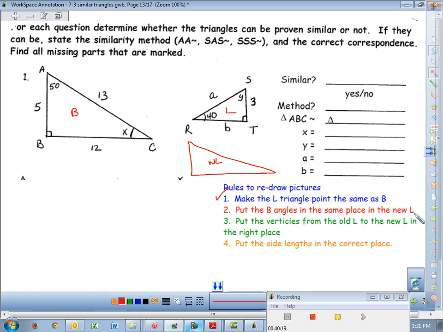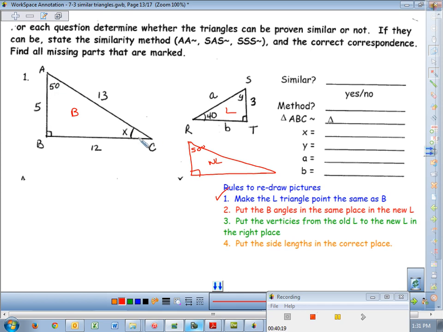Step 2, put the big angles in the same place into the new little. That is hard for people to understand. Take the angles from the big triangle. Isn't this the big triangle? Do you know what angle this is right here? Put it in the same place into the new little triangle. Where should it go, in 1, 2, or 3? It should go in 3, the same corresponding position. See this guy? Isn't he 50? Put it right here, same place, 50 degrees. See this X? We're not going to put an X right there because that's something different. But all I did was a 90 and a 50.